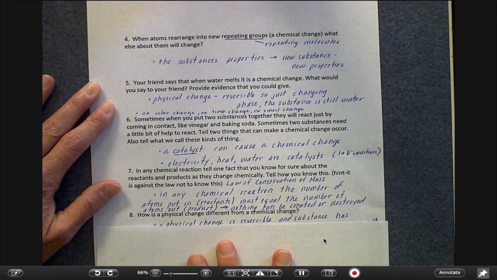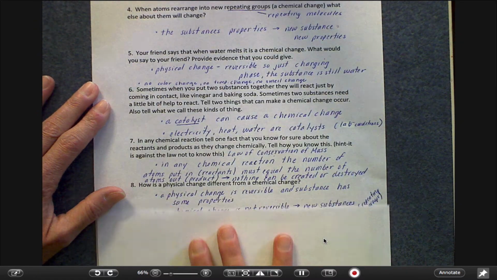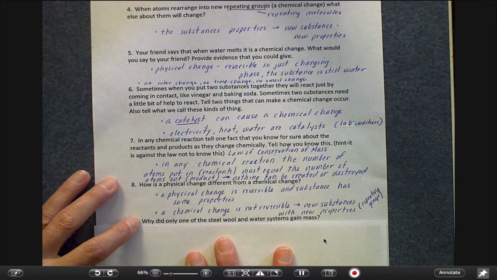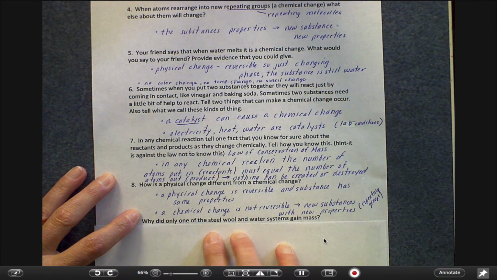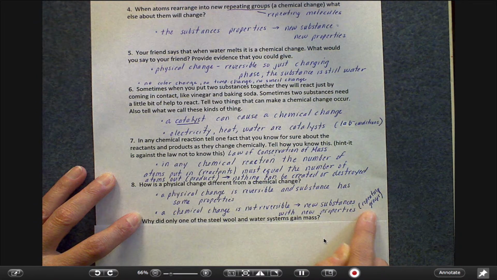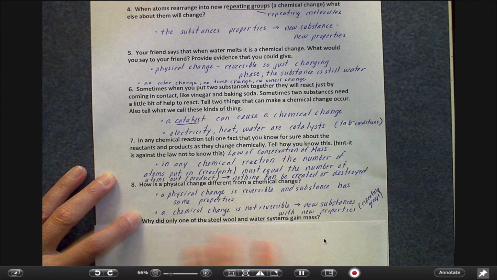And then number 8. How is a physical change different from a chemical change? A physical change is reversible and the substance has the same properties. Where a chemical change, it's not reversible. We have new substances with new properties. Those are our repeating groups or different repeating molecules.